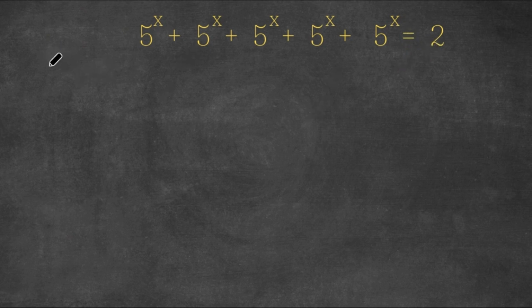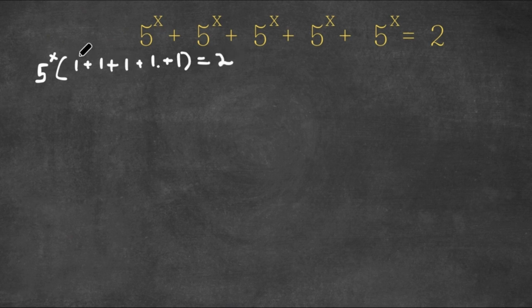Now, I'm first going to factor out 5 to the power of x from this. So we get 5 to the power of x times 5 to the power of x divided by 5 to the power of x is 1 plus, same thing over here, 1 plus 1 plus 1, and finally plus 1. And this is equal to 2. Now, if we simplify what's in the parentheses, we get 5. We get 5 to the power of x times 5 is equal to 2.